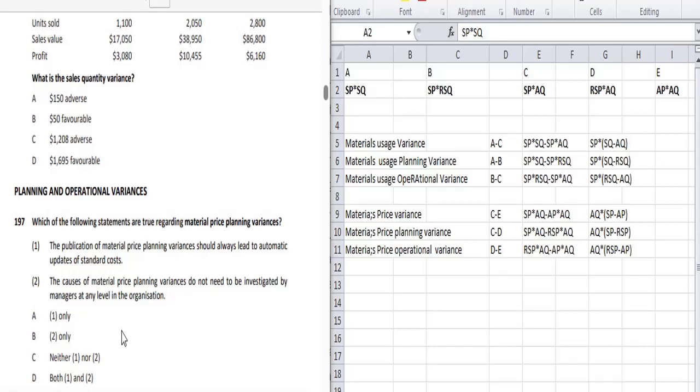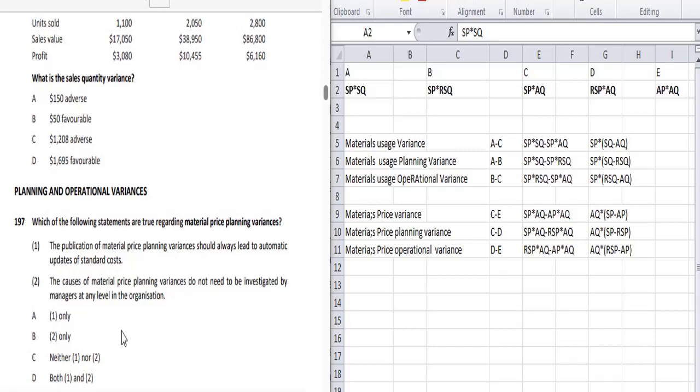There should be a good reason for deciding that the original standards are unrealistic. We can't just suddenly change the figure. So it should not be always. Second, causes of material price planning variance do not need to be investigated by the manager at any level in the organization.